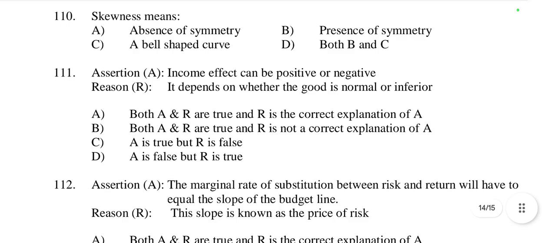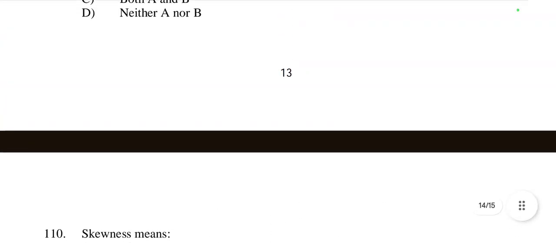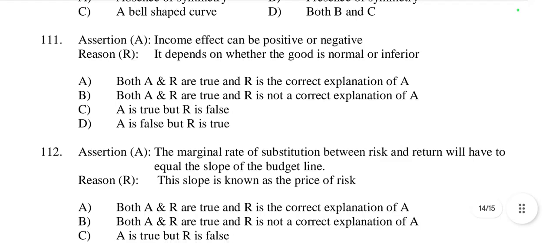Then next question, 111. Assertion: income effect can be positive or negative. Income effect can be positive and negative, right? Then reason: it depends on whether the good is normal or inferior. It is also right, because income effect can sometimes be positive or negative. It depends on whether the good is normal or inferior.